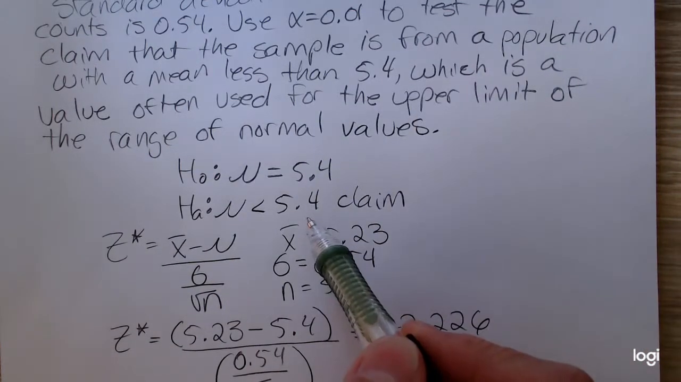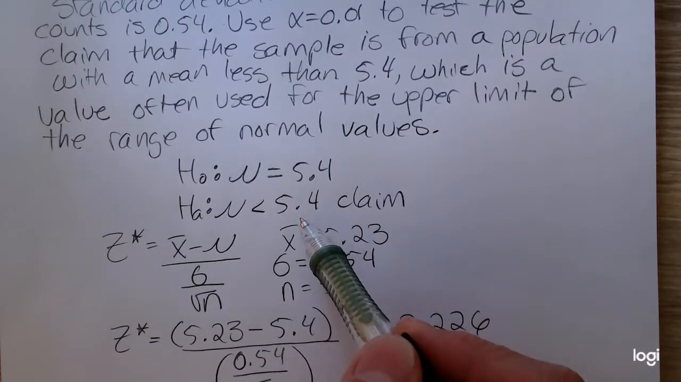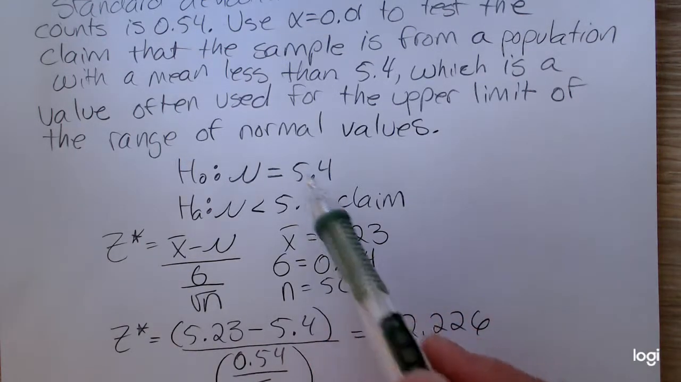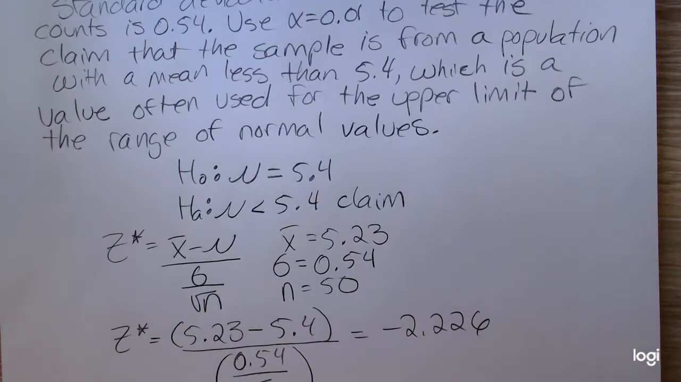So the claim is the alternative, and we're failing to reject the null. So the correct way to say this is that there is insufficient evidence, or there is not enough evidence to support the claim that the sample is from a population with a mean less than 5.4.